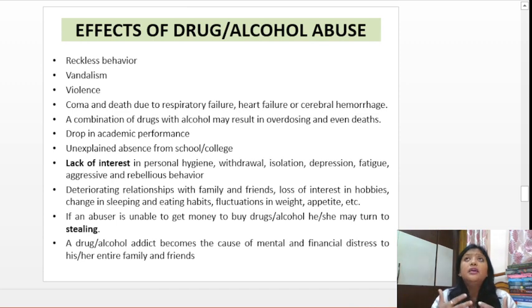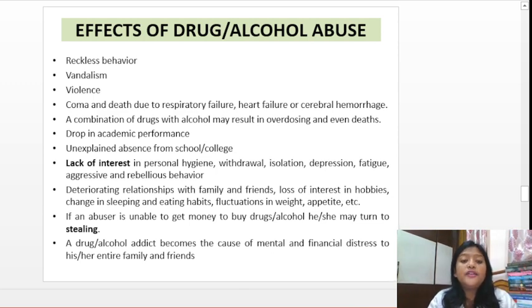They'll start withdrawing themselves from society. Also, there is a lack of interest in personal hygiene. As I've told, withdrawal, I've already told you. Then depression, fatigue, aggressive behavior, rebellious behavior. You will also see that their relationships with their families and friends become bad. They start losing interest in hobbies. Their sleeping habits and eating habits all change.